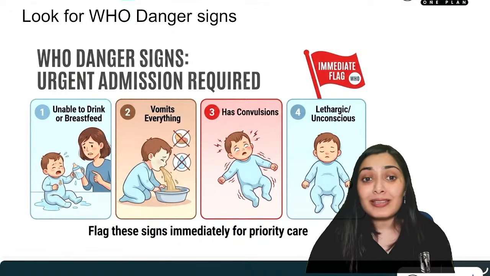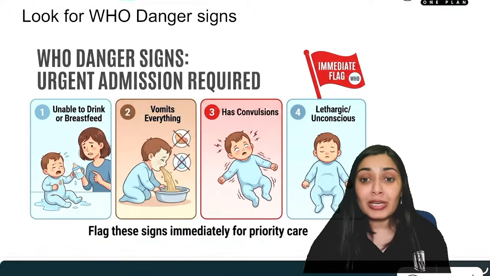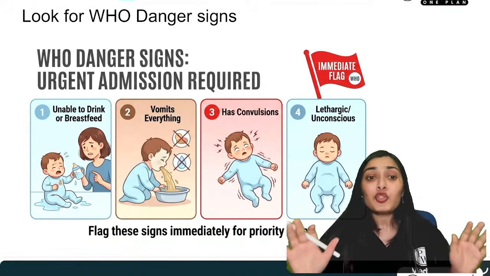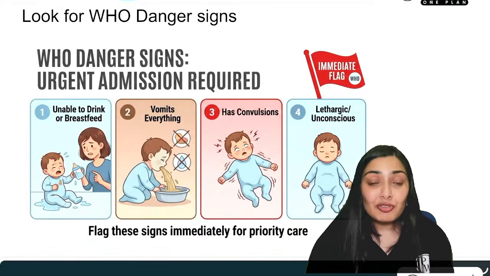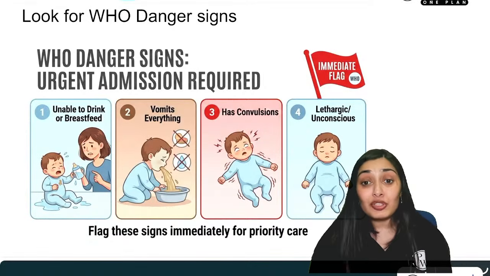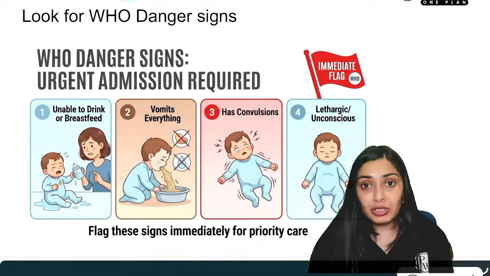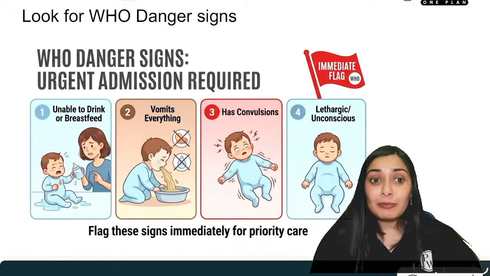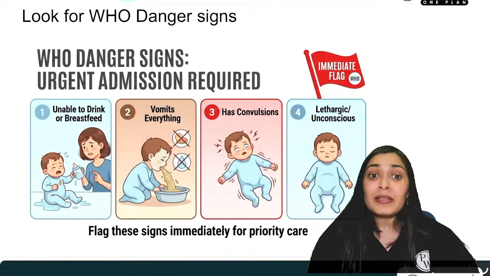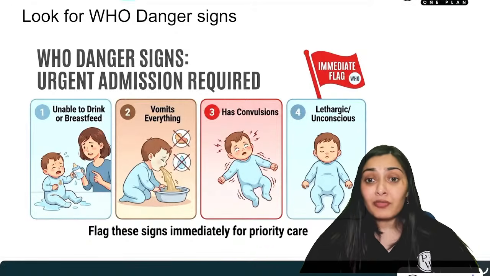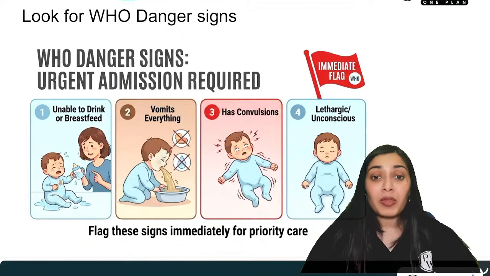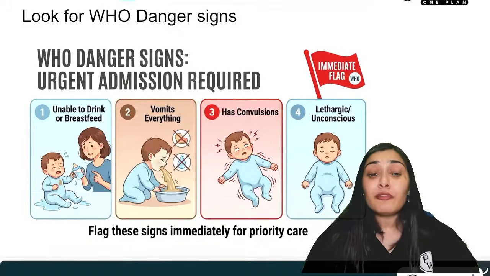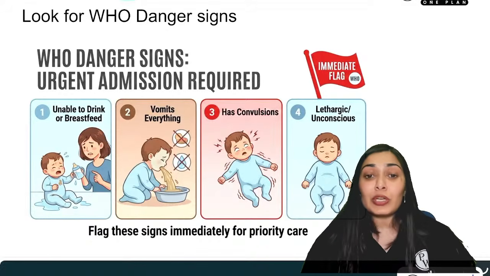If any of these danger signs is there, you need to immediately admit this child and give rigorous IV fluids, right? So remember these WHO danger signs. If any of these danger signs is there, urgent admission is required. These are the red flags, right? First is if the child is unable to drink or breastfeed. Second, if the child is vigorously vomiting everything out. If the child has seizures, if the child is lethargic or unconscious. These are the four major danger signs that you need to notice.